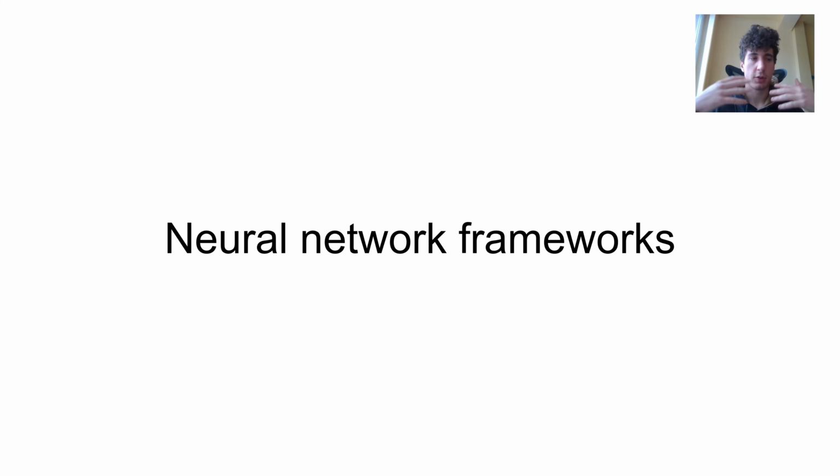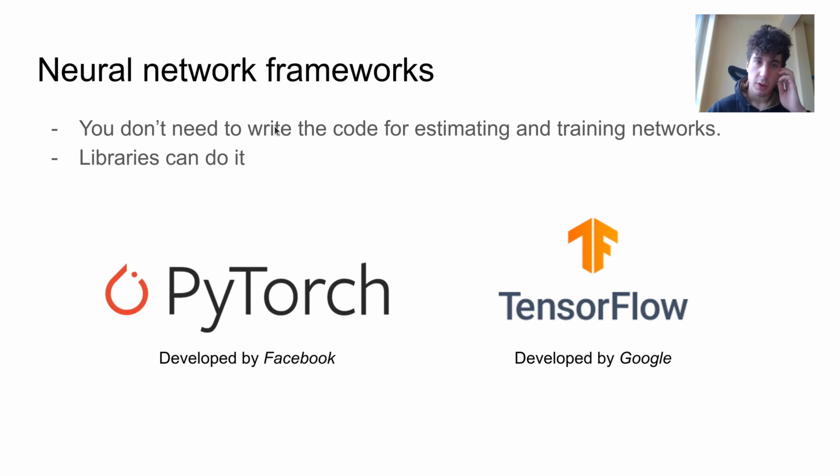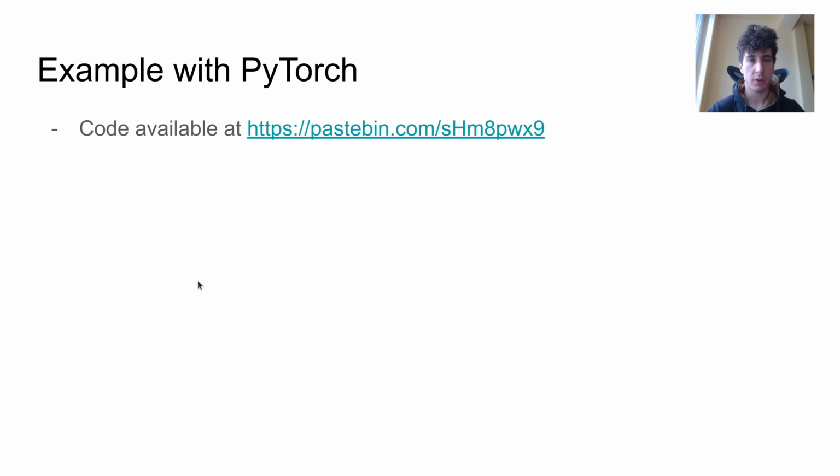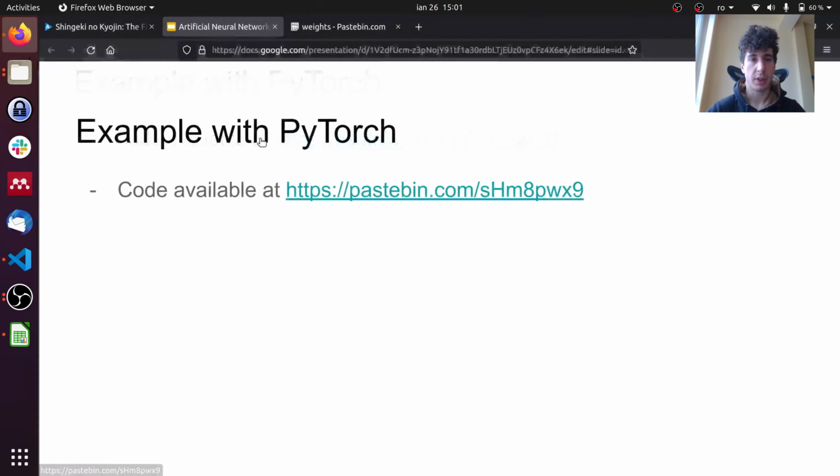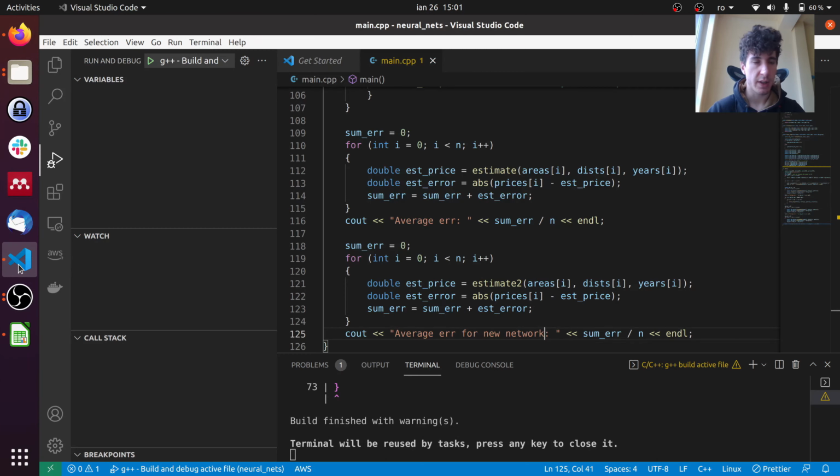What was presented above was just like a playground. You shouldn't use it in practice. In practice, you don't need to write code for estimating and training networks. You can use libraries such as PyTorch or TensorFlow. There are many others, but these two are the main ones used today, in research at least. So right now I have an example with PyTorch. You can download the code from here. Let me open it, just 1 second.